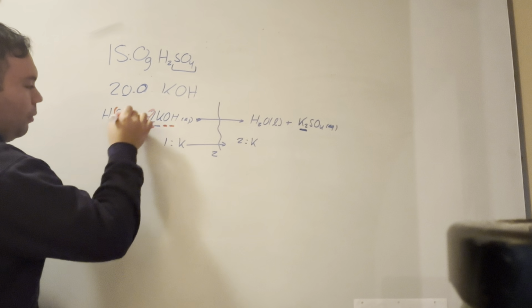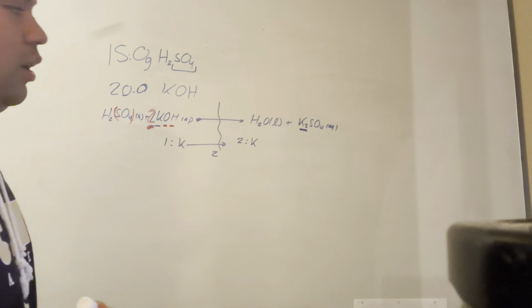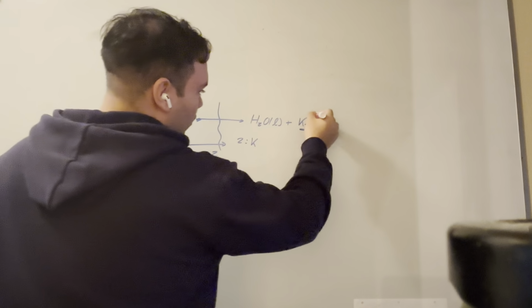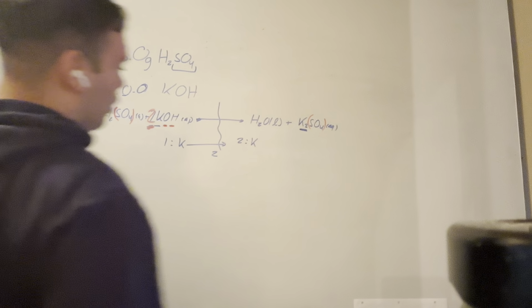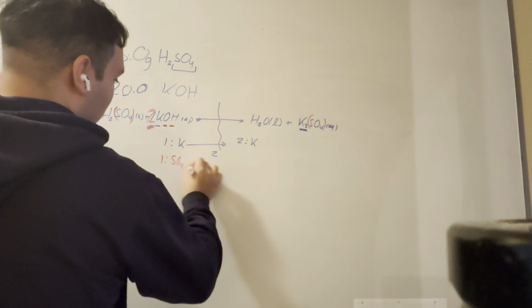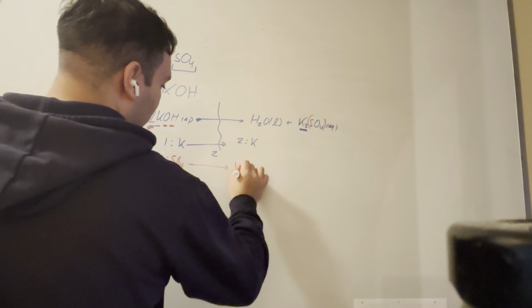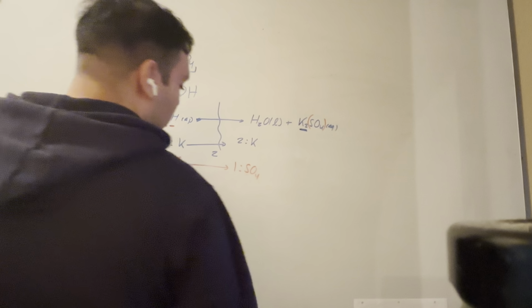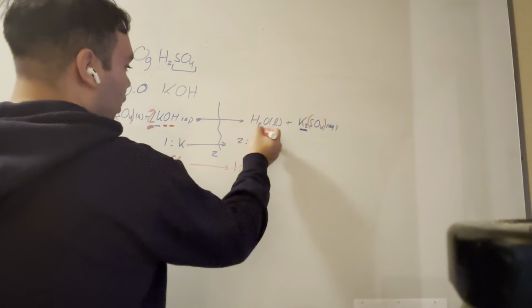If you see a polyatomic, when you balance it, you can think of it like a group itself. So in this case, we have 1 sulfate over here, and 1 sulfate over there. Okay, good. That's balanced. Now comes the water.